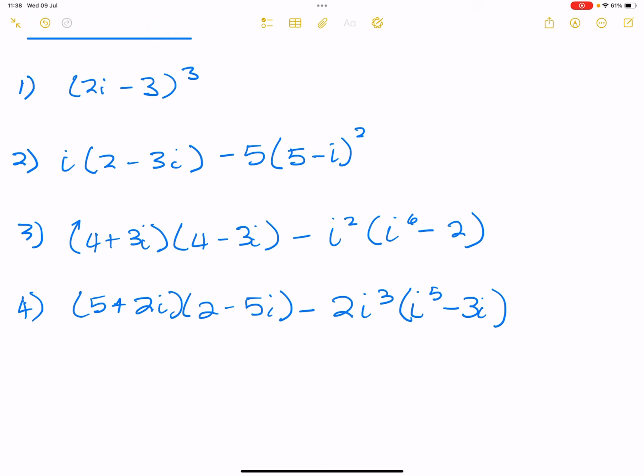Maybe I can just add one last one. Let me actually just give you a slightly different one for this. Maybe let's remove that. Okay, and I've given you 4 plus 3i. That's i squared, i to the 6. And there's just one last one that I did not give you. Okay, that's 2 minus 3i.